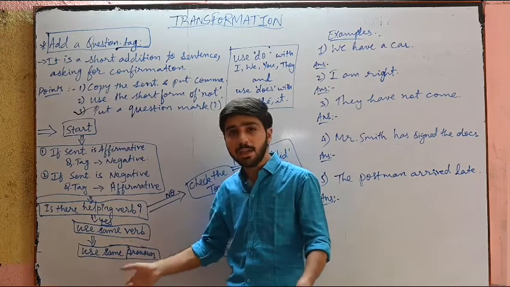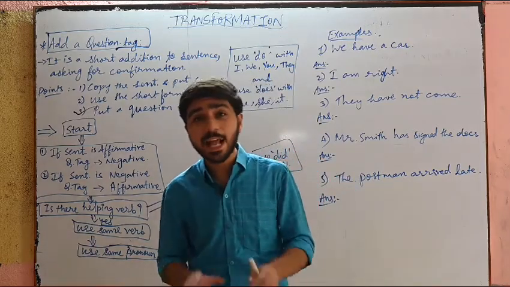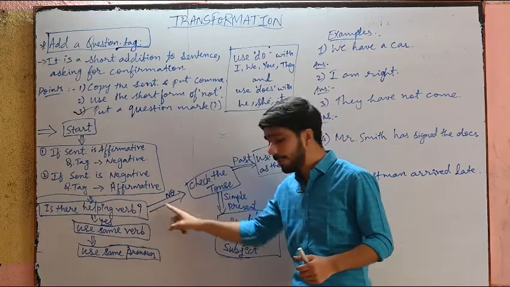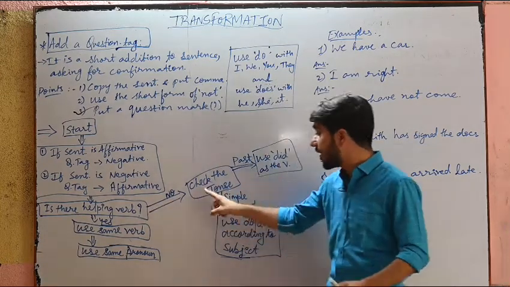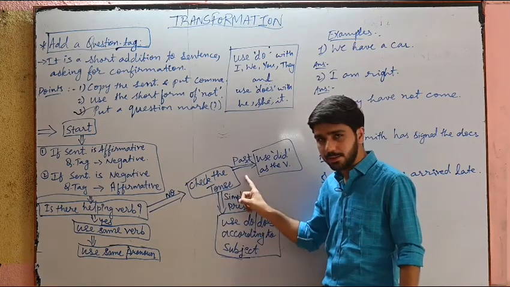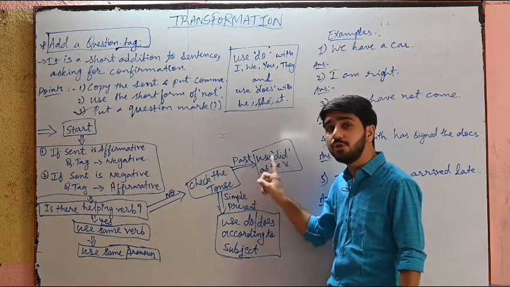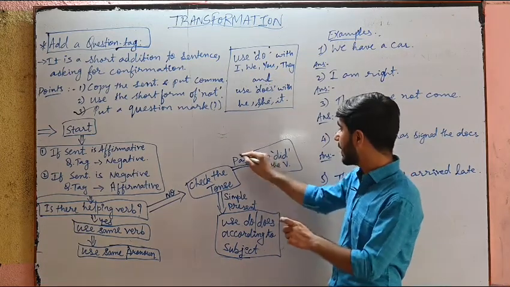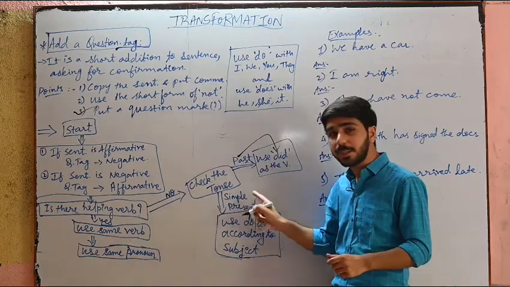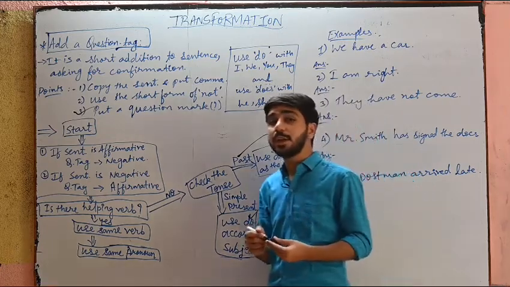But in case helping verbs like is, am, are, was, were, have, has, had are not given in the sentence, then what? Then check the tense of the sentence. If the tense is past tense, then use did as the verb. If it is past tense, use did. Never forget this. With past tense, we use did. And if it is present tense, or you can say simple present tense, then you have to use do or does.